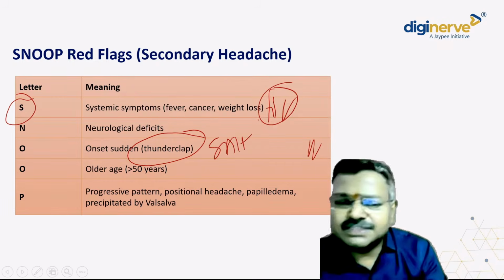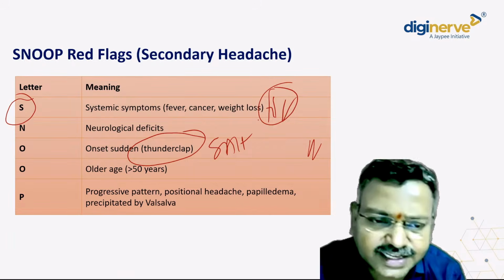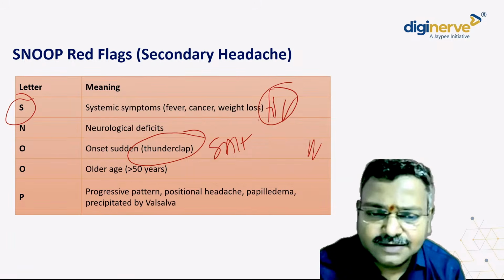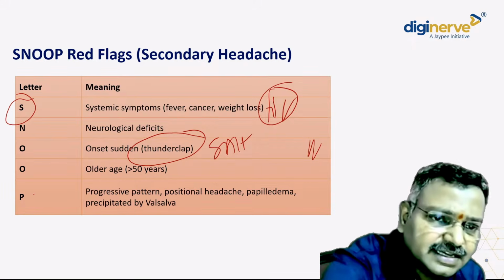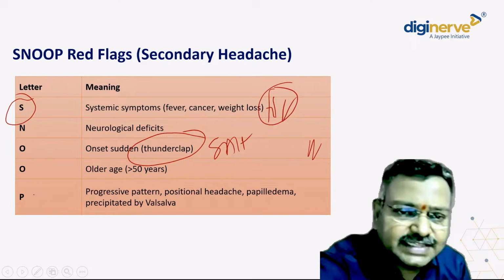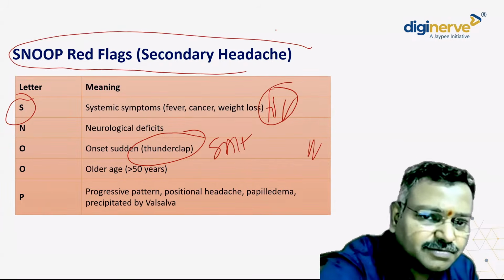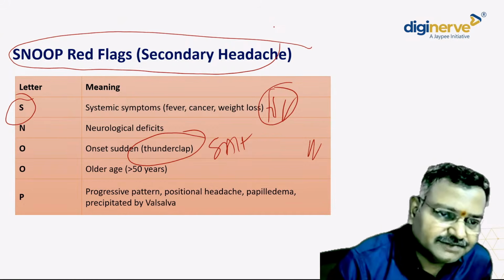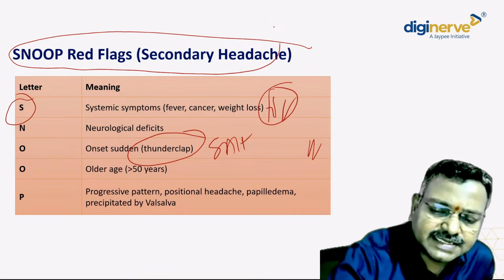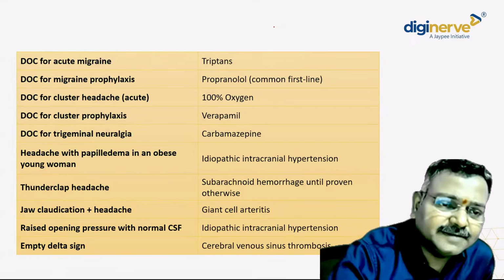Age: in older patients, you should never rule out a secondary cause of headache. Then the progressive pattern: if there is positional headache, papilledema, or headache precipitated by Valsalva, these are the P's that you see. So these are the red flags. A very, very common question asked: when do you suspect a secondary headache versus a primary headache? You will have to rule it out, and if any of these is present, imaging is mandatory.